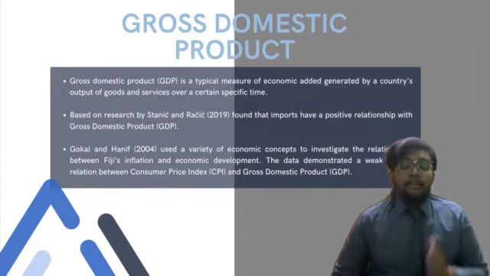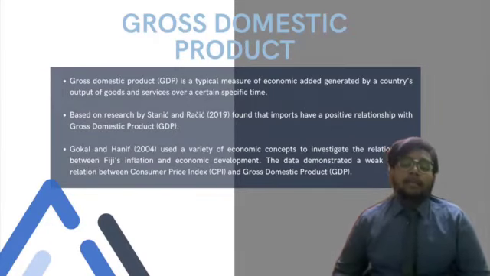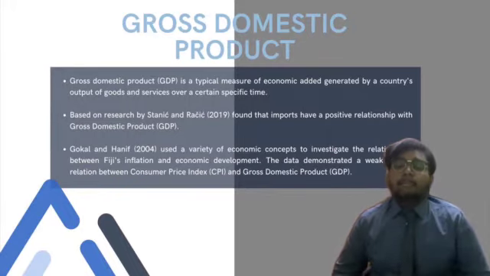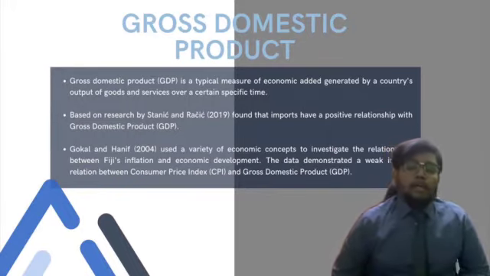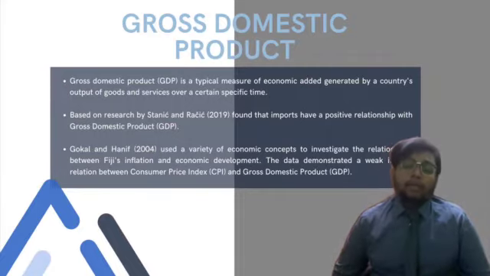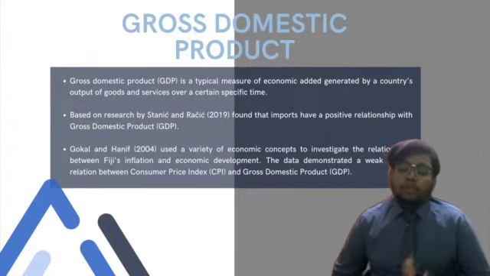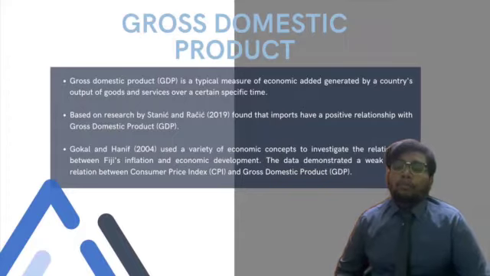Gross domestic product is a typical measure of economic value added generated by a country's output of goods and services over a certain specific time. Thus, applying GDP per capita at purchasing power parity is able to compare standard of living between nations. Research by Zani and Resi in 2019 found that import has a positive relationship with GDP. However, Gokal and Hanif in 2004 used a variety of economic concepts to investigate the relationship between Fiji inflation and economic development. They showed a weak inverse relation between consumer price index and GDP.